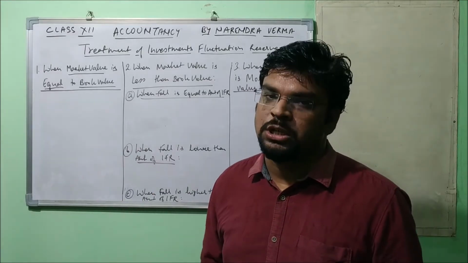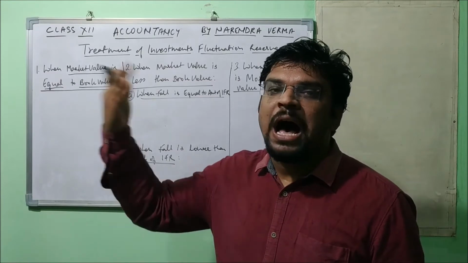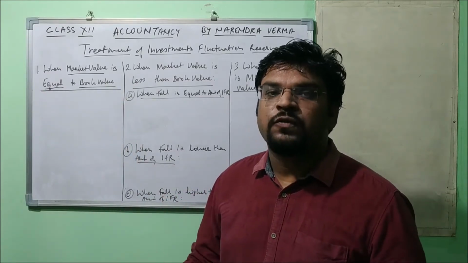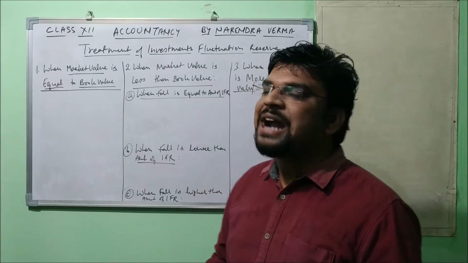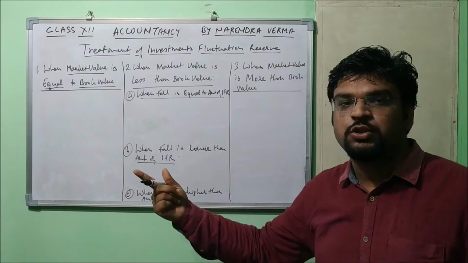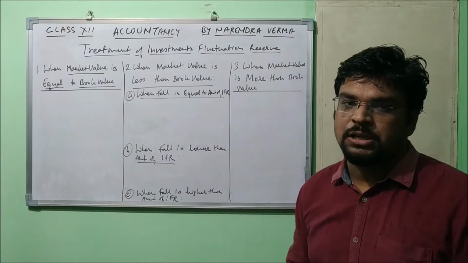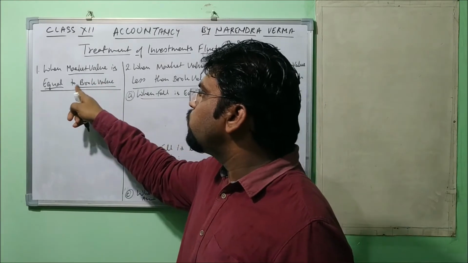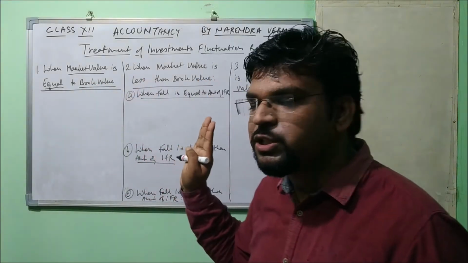It keeps on changing. Sometimes it goes high, sometimes it goes down, right? It keeps on fluctuating. Just because of that, this reserve is maintained, investment fluctuation reserve, so that this fluctuation can be compensated. Understood the point? Okay. So one case, market value is equal to book value of the investment.